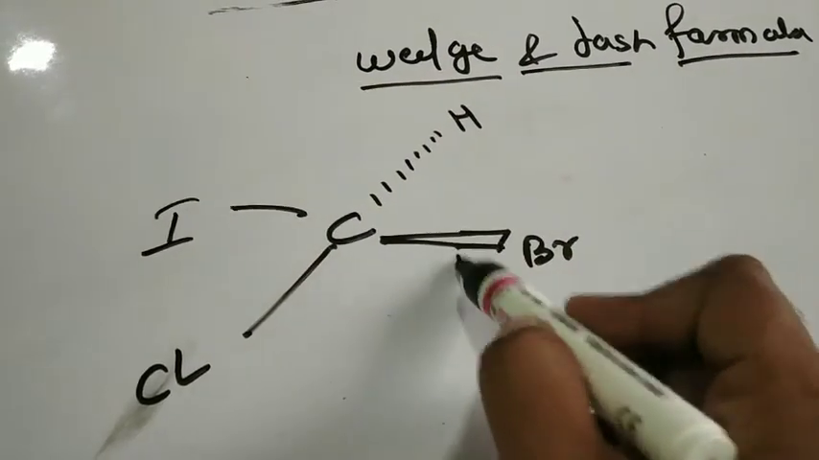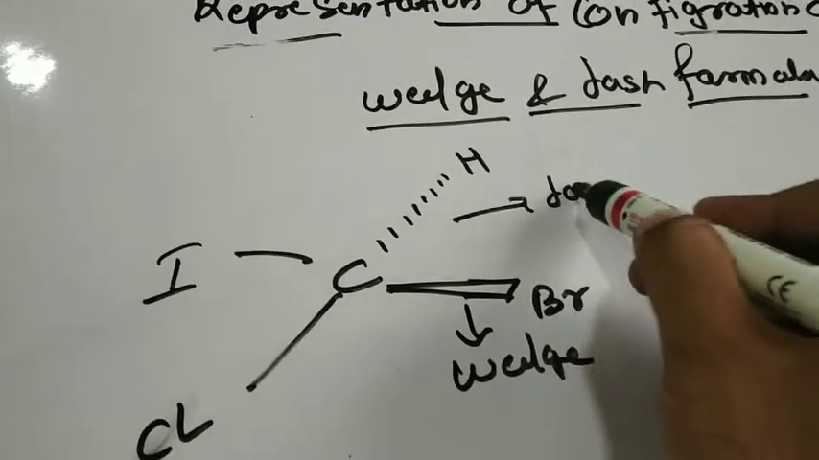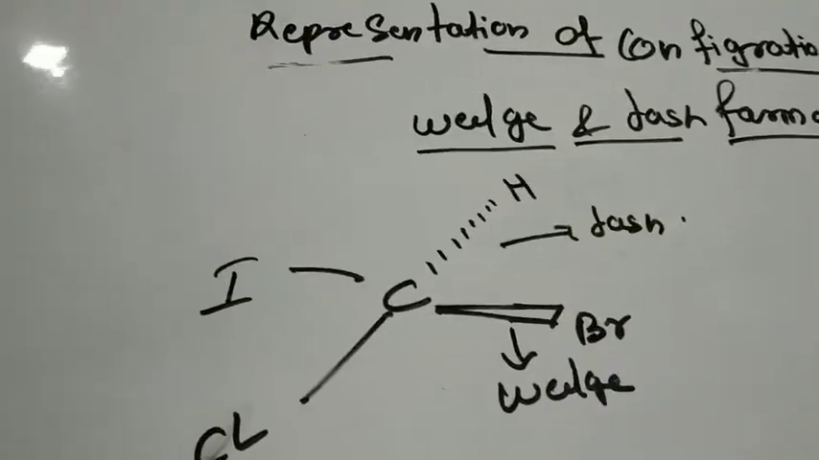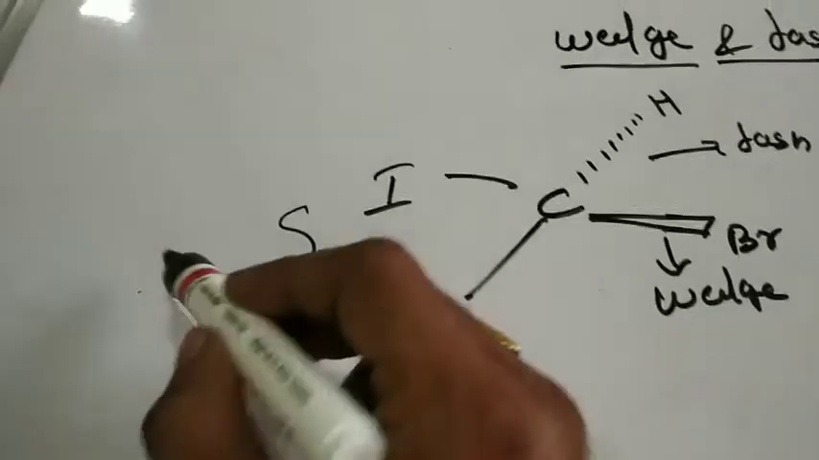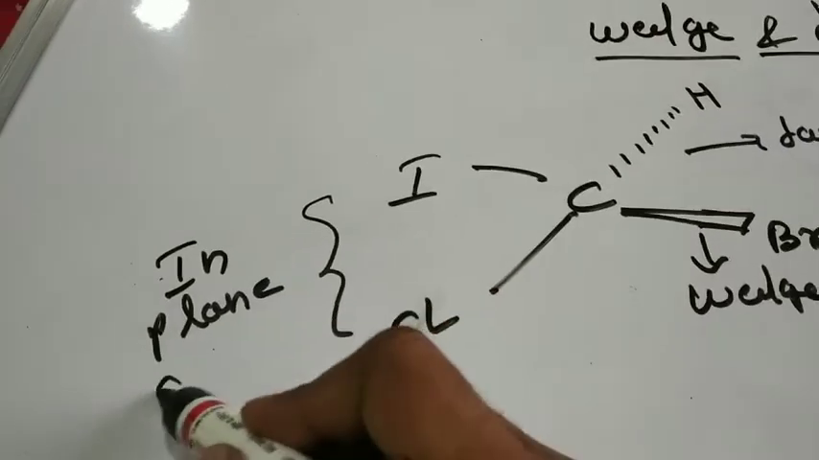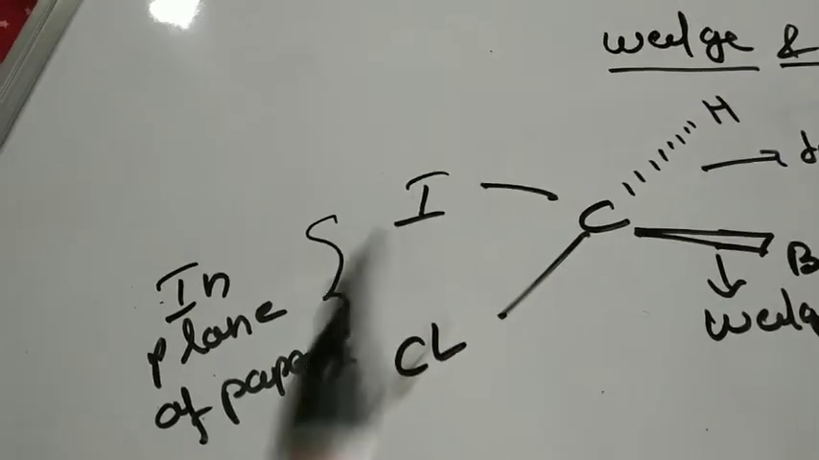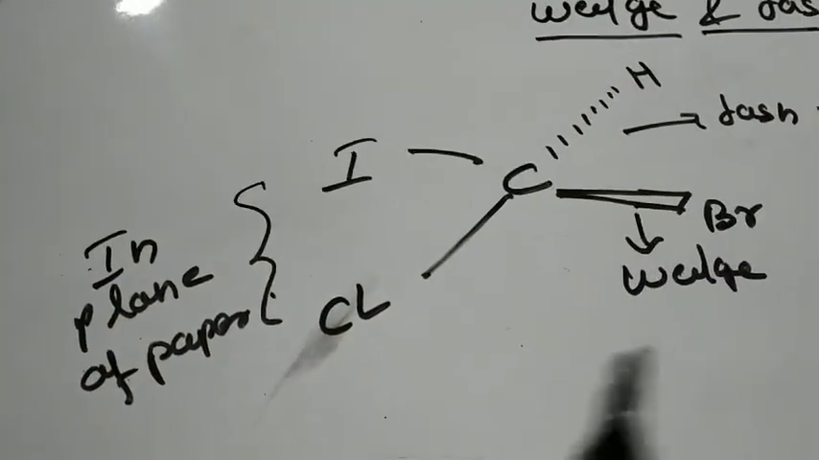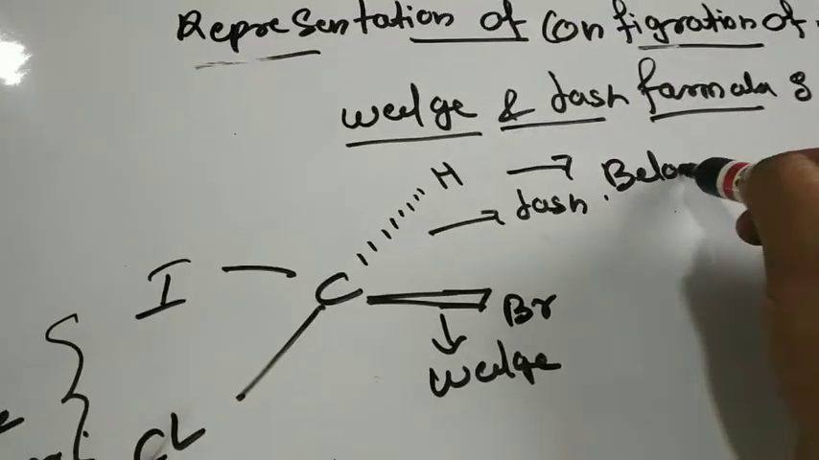This is the wedge, and this is the dash, right? So here in this case, iodine and chlorine, they are in the plane of paper, right? Consider this is a paper, they are lying in the plane of the paper, right? Then talking about the hydrogen, it is below the plane.